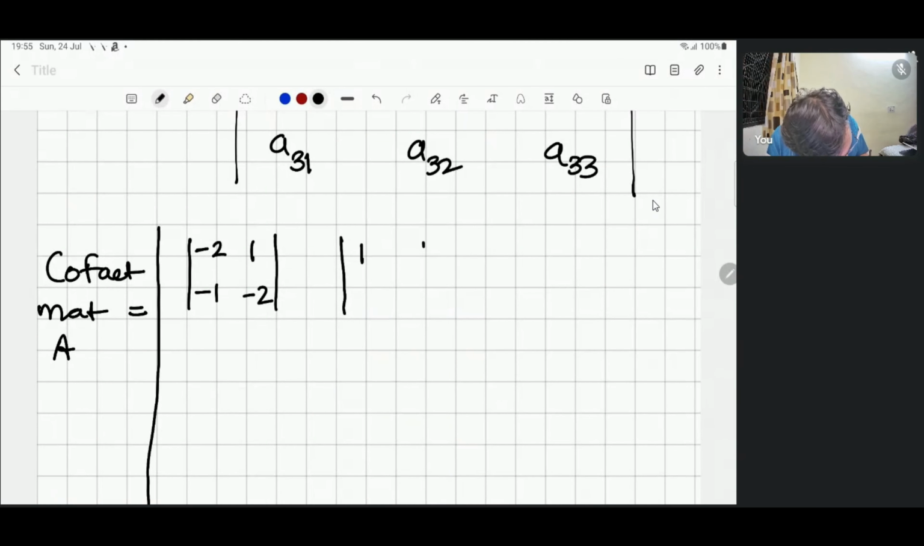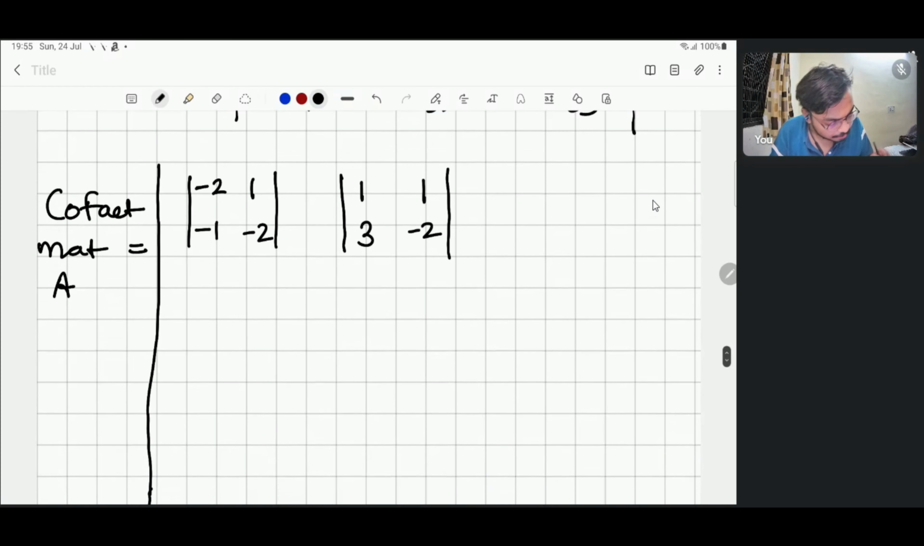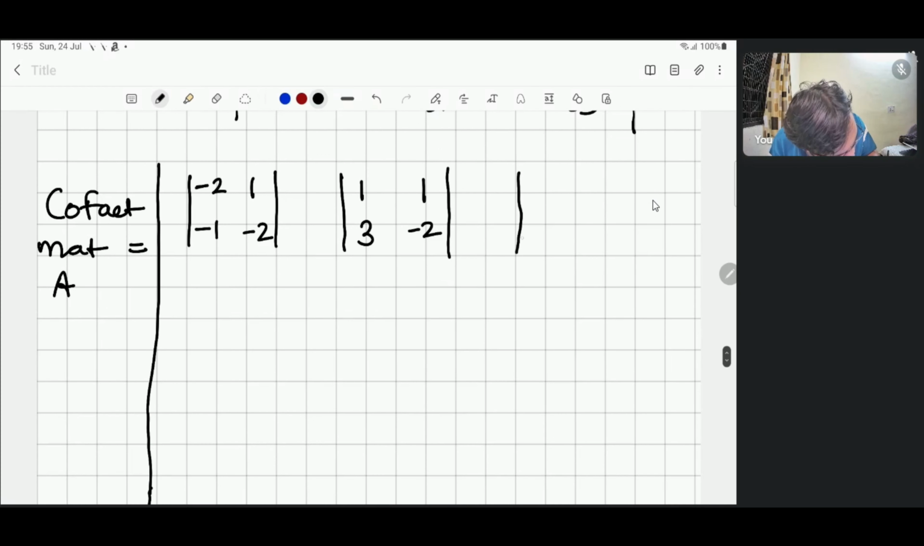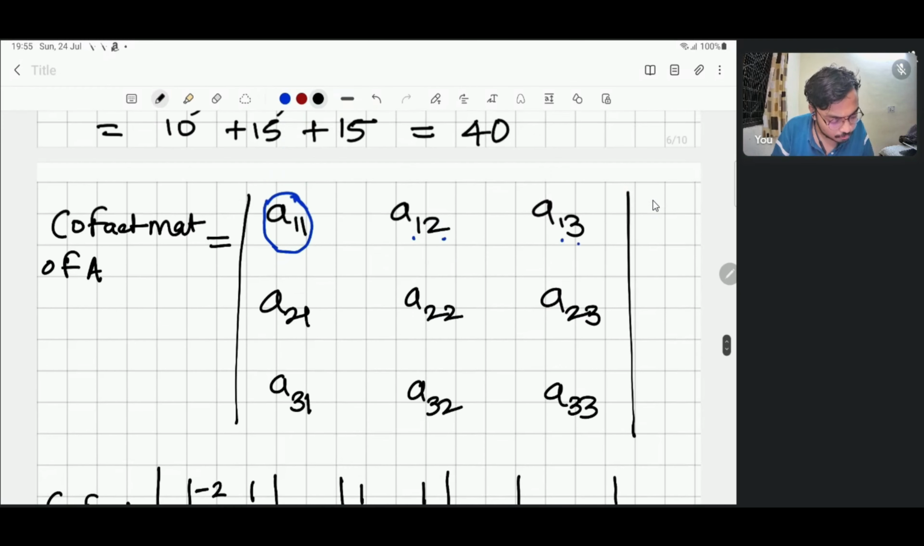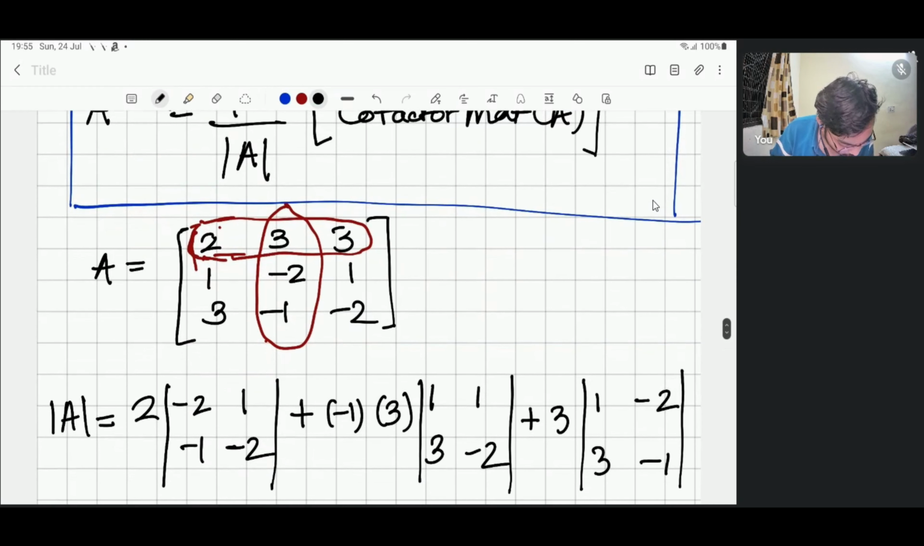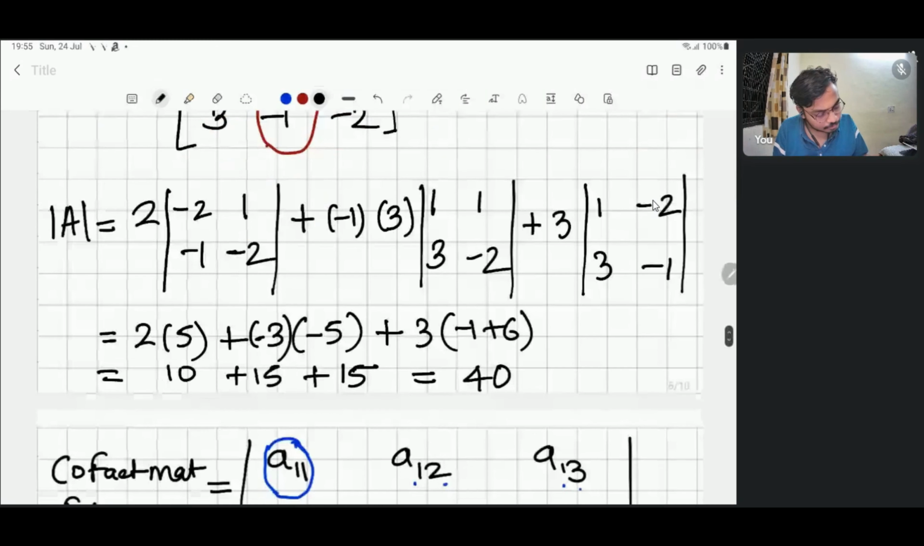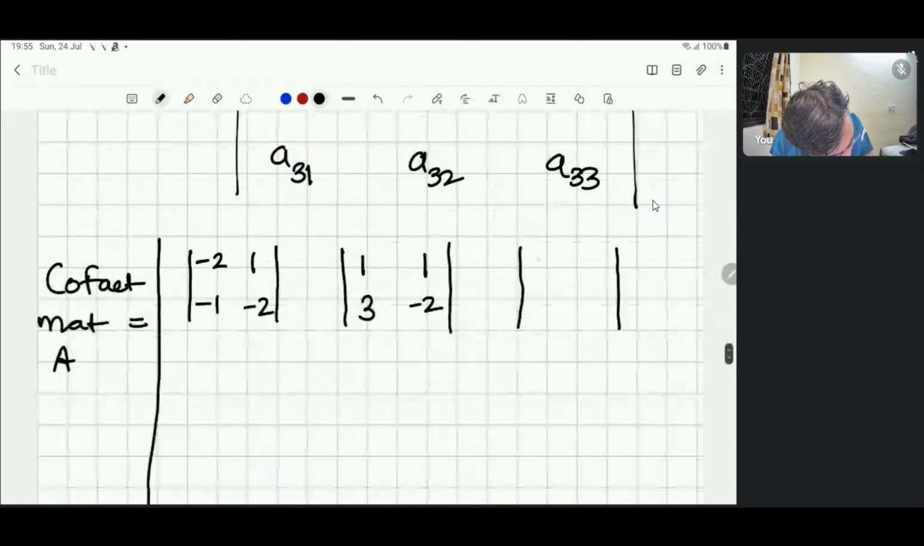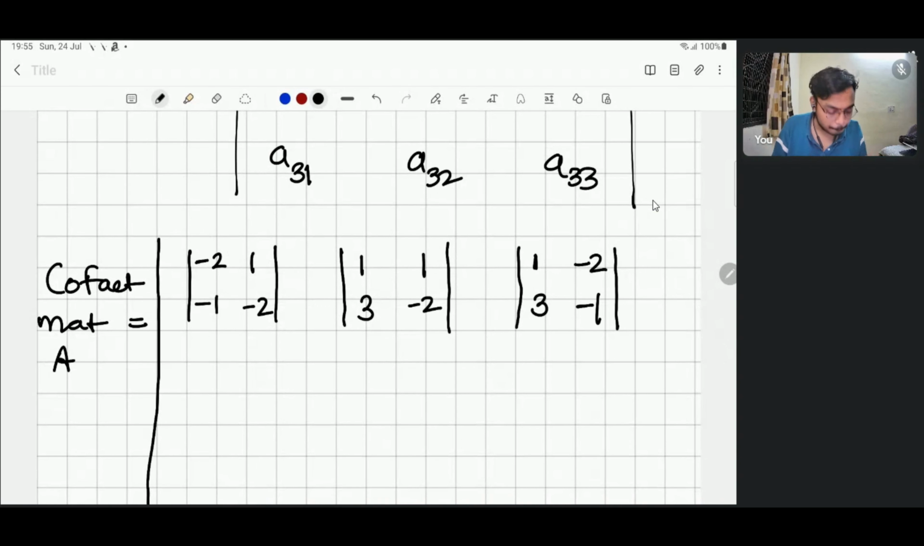1, 1, 3 minus 2. Likewise, we will calculate all the remaining elements. First row, third column: what will we get? First row, third column: 1 minus 2, 3 minus 1. Okay.